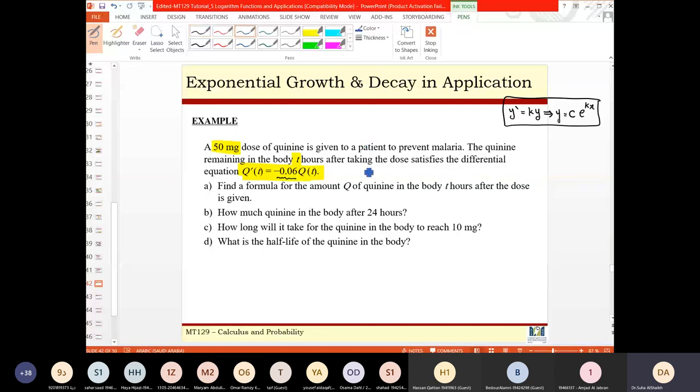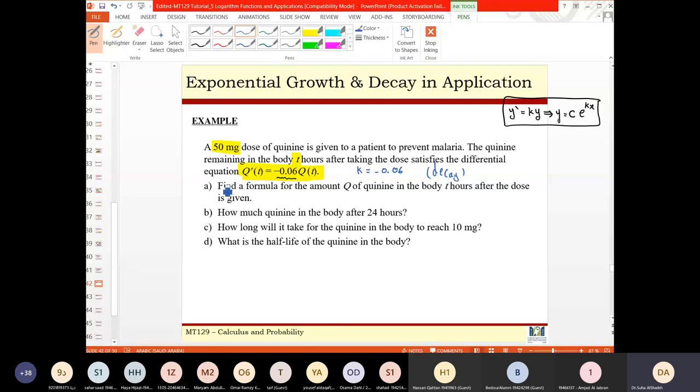What is my K here? My K is minus 0.06. It's negative. So do I have growth or decay here? Increase or decrease? It's a decay. It makes sense. This is a medicine they are going to give to the person. After T hours they will measure how much serum is in the body. It will decrease, right? The body will use it and the amount of the medicine they are putting in the body will decrease. So there is decay over the time T.